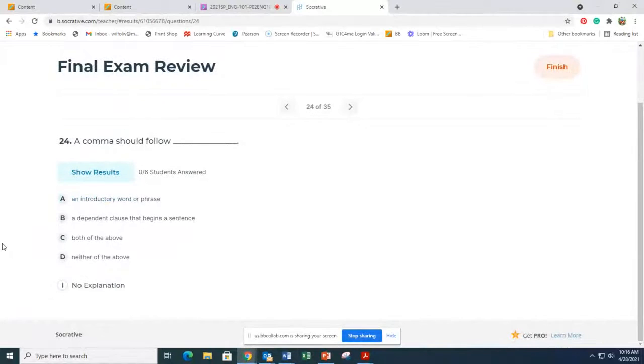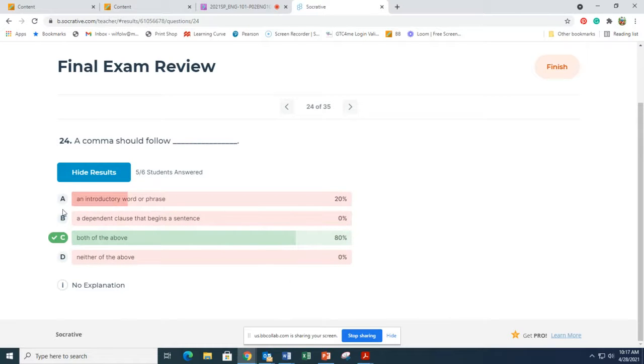A comma should follow... Yeah, for those who picked A, you're not wrong, but it also would follow a dependent clause that begins the sentence, much like "because I forgot to wake up early." That's a dependent clause, so we'd have a comma there. An introductory word or phrase would be something like "however," or "in 1999," comma. So both of those situations demand commas. So the best answer is C, but you're not wrong if you picked A. You're just not completely right.